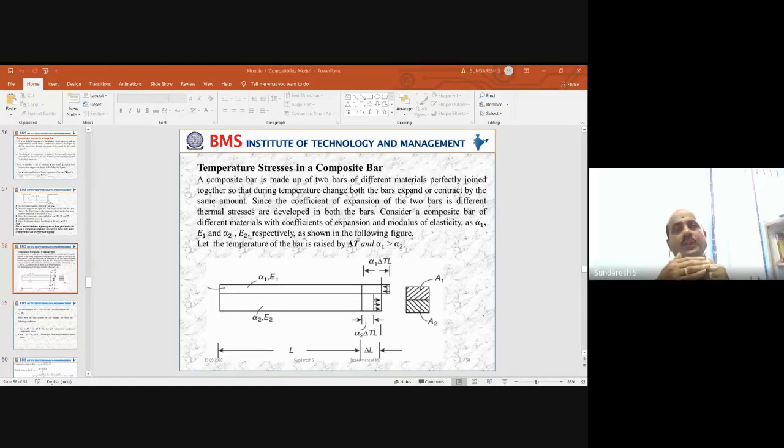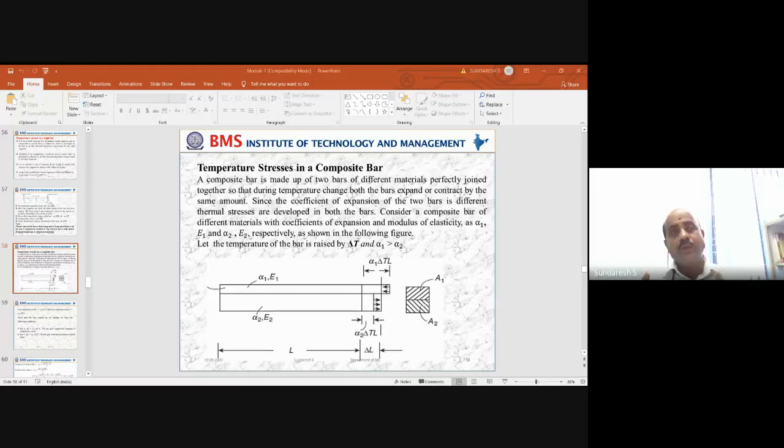So when you take the two bars separately, don't take it as a composite bar. Take it separately. So the amount of free expansion that material 1, or bar 1, will undergo is calculated by alpha 1 into delta T into L. Am I right? Is it clear, Abhishek? Okay. Similarly for bar 2, the free expansion it undergoes is alpha 2 into delta T into L. When you take it separately, don't combine them.